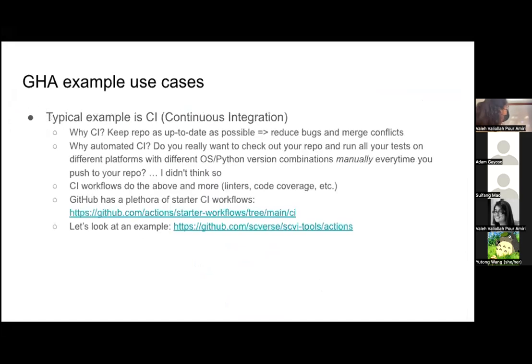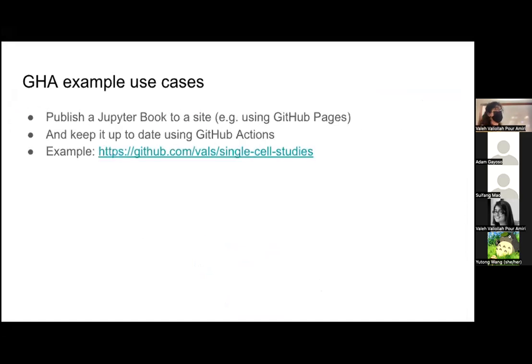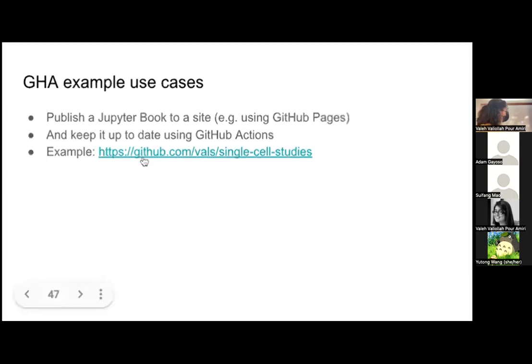The next example I want to talk about is not a continuous integration example, but I guess it can be helpful to some of us. The idea here is to build a Jupyter book from Jupyter notebooks and then publish it to a website, for example a GitHub Pages website, and keep it up to date using GitHub Actions. Let me click on this and show you the repository and the example.